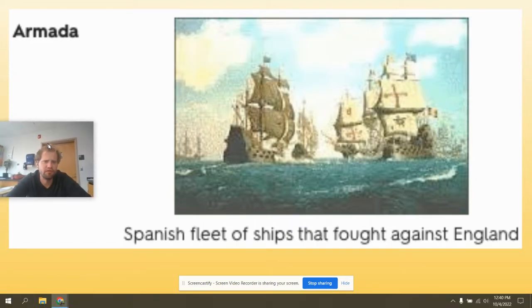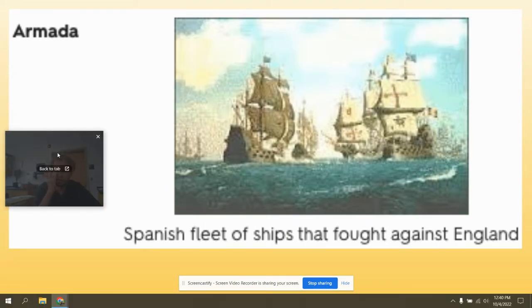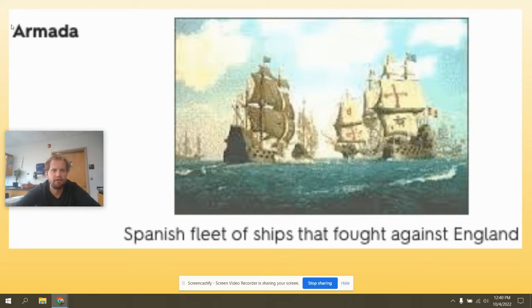I'll have to move my little inset around as we do some of the words to make sure that we can see it. An armada, up here on the top, we can see an armada. This is a fleet of Spanish ships that were fighting against England at the time. Another word that we might use today, a little bit more common, would be a navy. An armada is a Spanish word for a group of ships fighting against England.